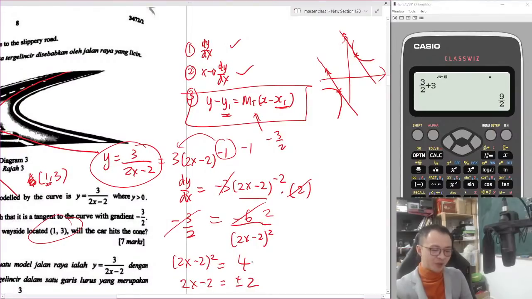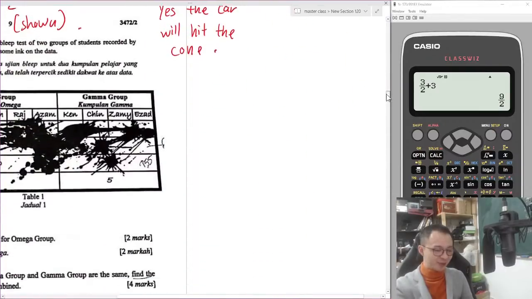Because when you solve this equation here, you must be very careful, because when you square root 4, you get positive and negative 2. Basically you will get 2 different coordinates. Okay, so I hope I did explain to you.